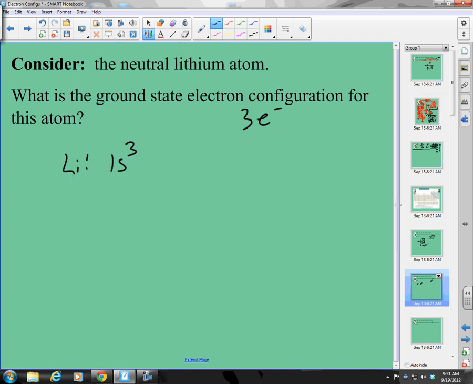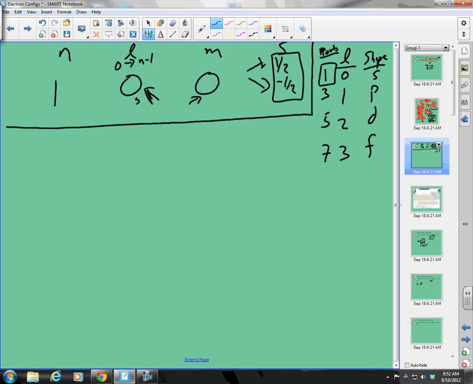And so when I go with my lithium, I can't put 3 here because how many S's do I have at the one level? Let's go back and look. At the one level, I have one S orbital. It can only hold 2 electrons. Do I have any more orbitals in the one? The answer is no. That means I have to go to the second energy level.